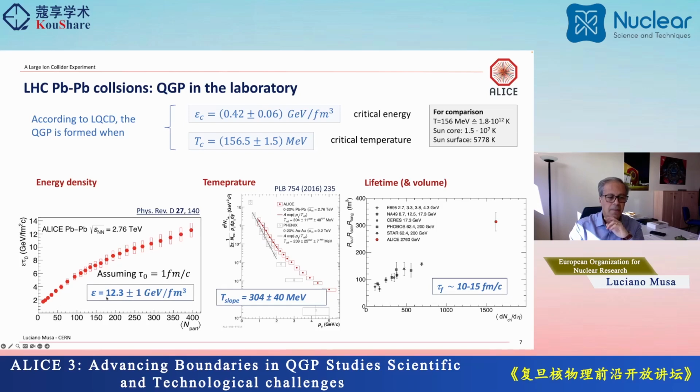So we can infer an energy density, assuming a tau zero of 1 Fermi over c, of 12.3 GeV per cubic Fermi, which is well above the critical energy density value. Or, by measuring the inverse slope of the distribution of the spectrum of thermal radiation, we can measure an effective temperature of the system throughout its evolution, and this is of the order of 300 MeV. We also measured the lifetime of the system, which is of the order of 10-15 Fermi.